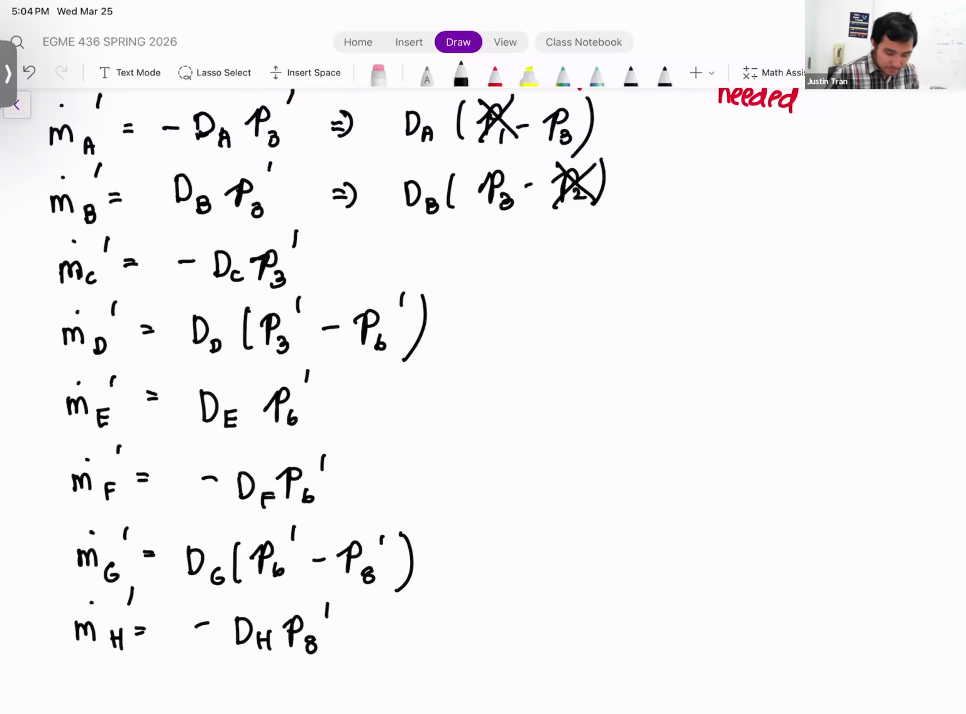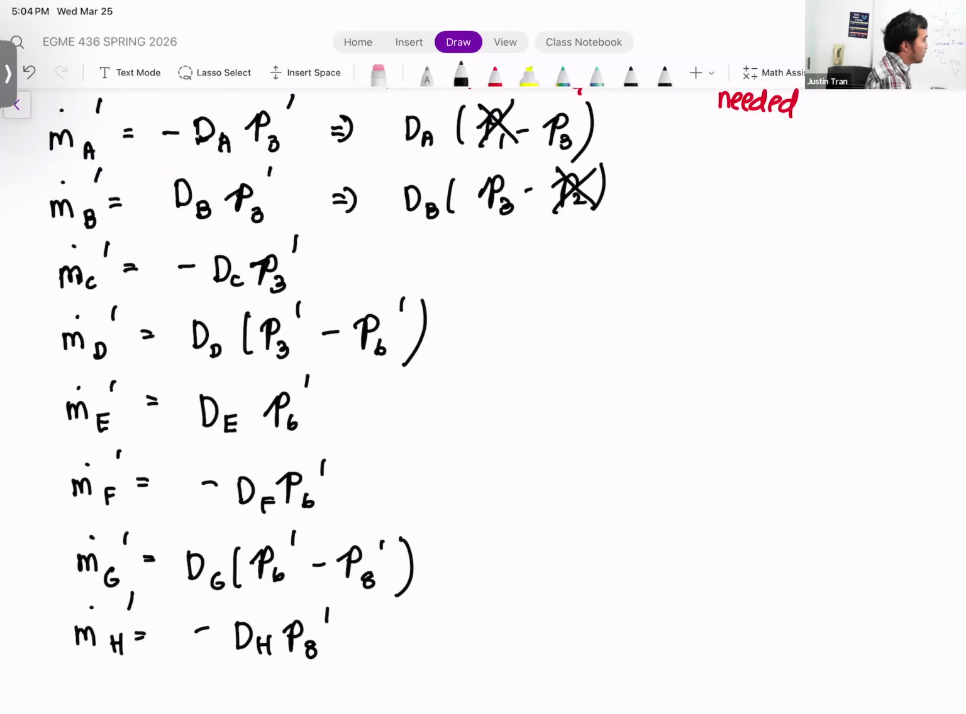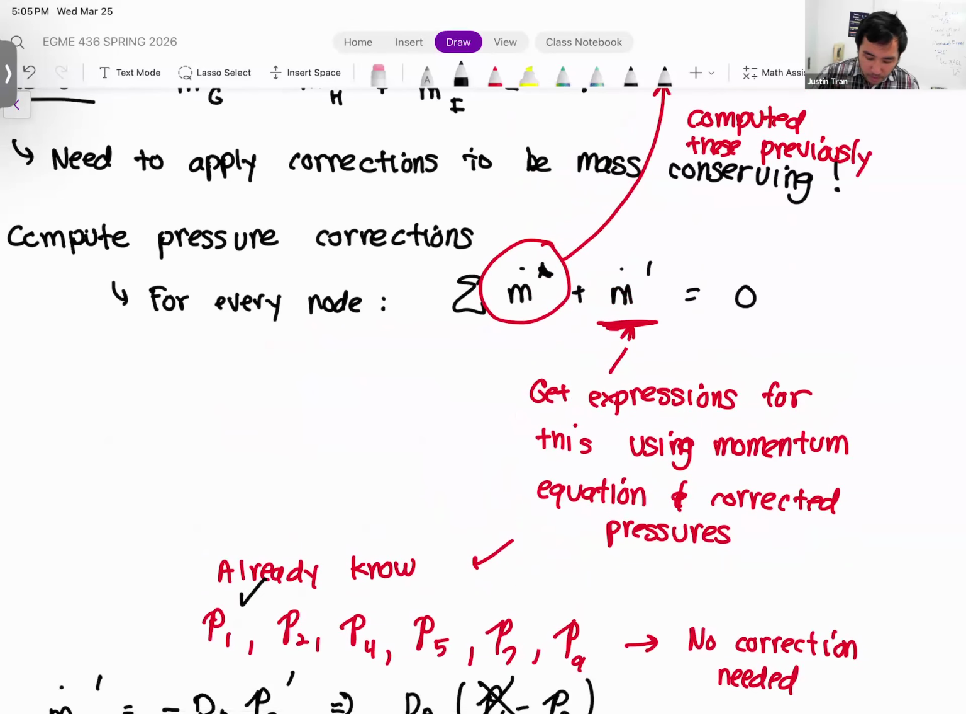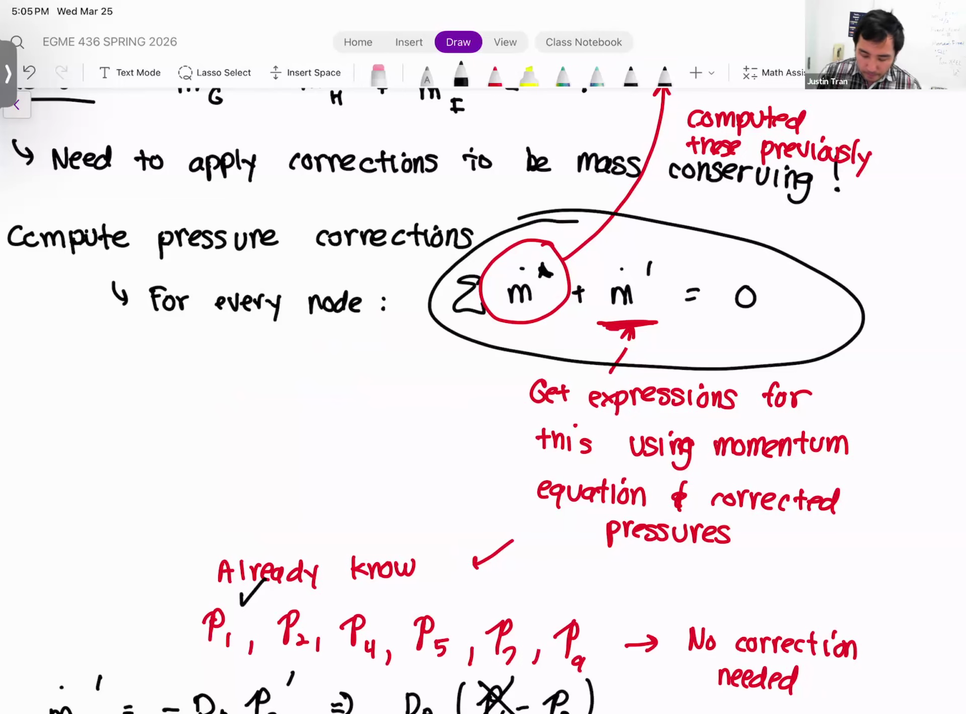All right. Maybe you should have picked a simpler problem for this. But essentially, we have 8 expressions here, and they all involve our corrected pressures. Our next step, step 5, is basically to apply this to our pressure correction equation. Actually, not yet, so this is still step 4. Now that we've computed all of these m dot primes, we're going to plug them into this expression up here.